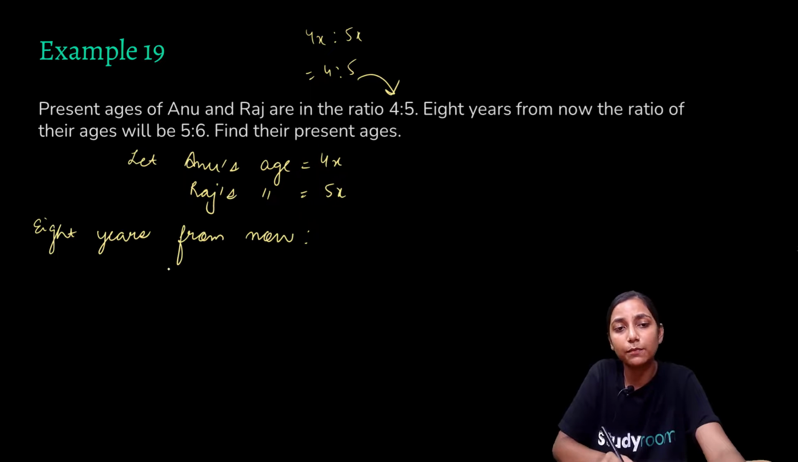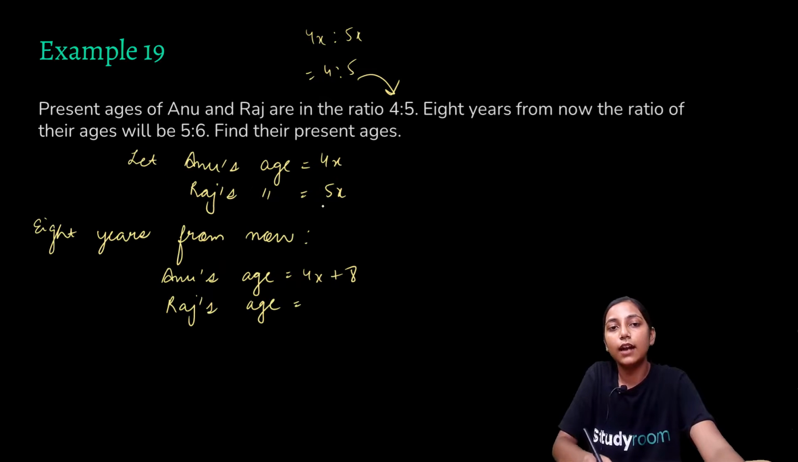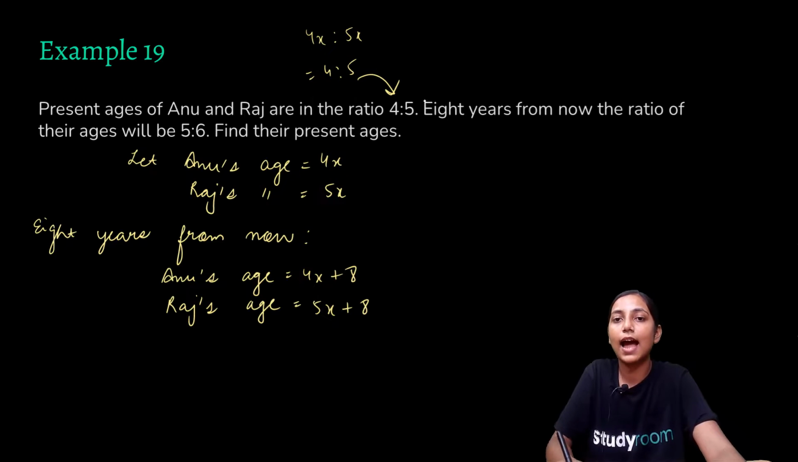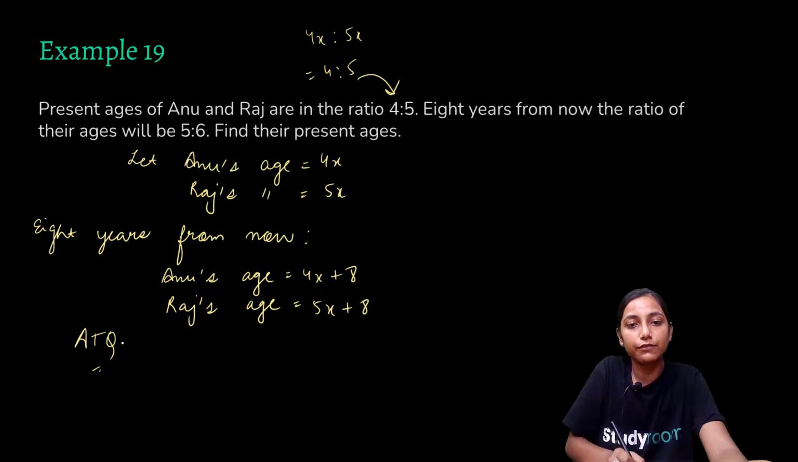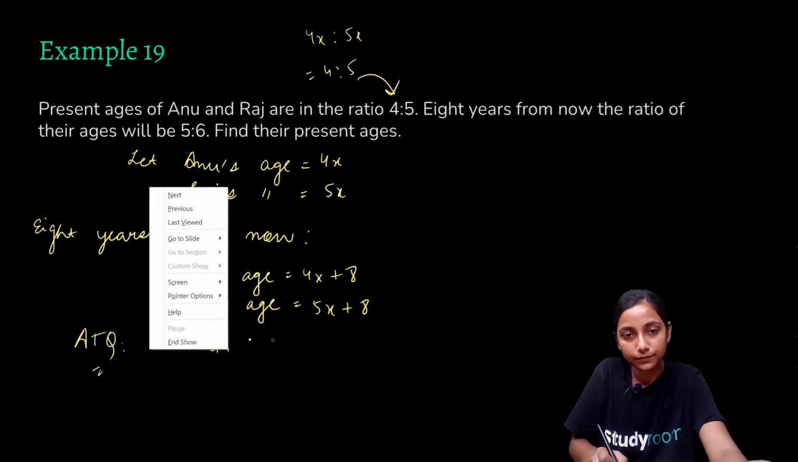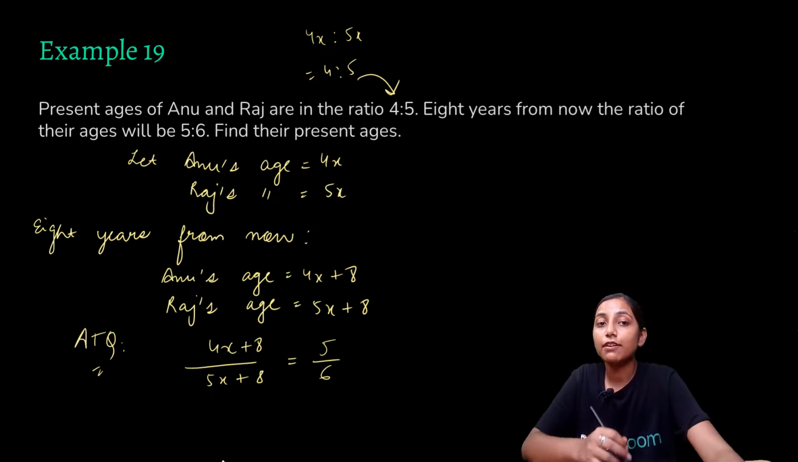So 8 years from now, what will be Anu's age? Anu's age will be present age plus 8, that is 4x plus 8. And Raj's age after 8 years will be 5x plus 8. It is given that after 8 years, the ratio of their ages is 5:6. So according to the question, (4x plus 8) by (5x plus 8) is equal to 5 by 6. Again, we have got a complex equation.